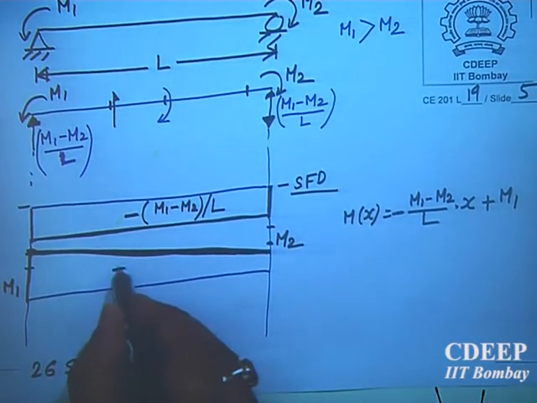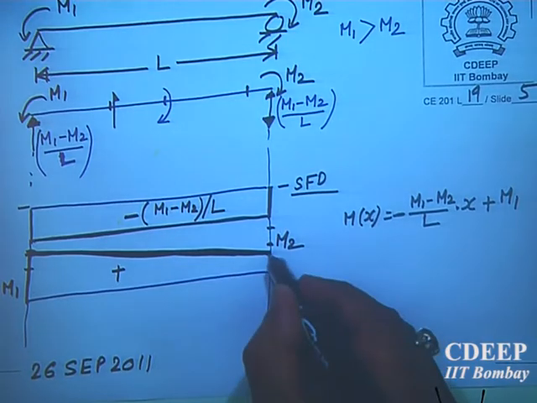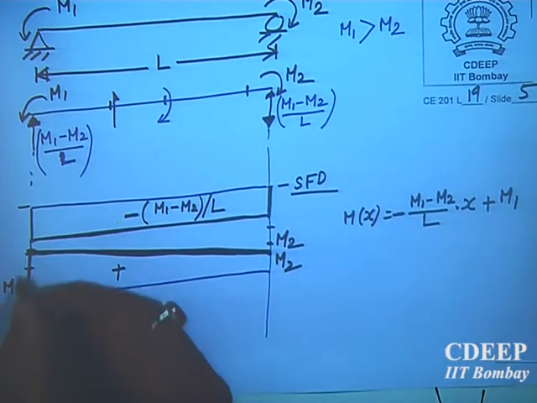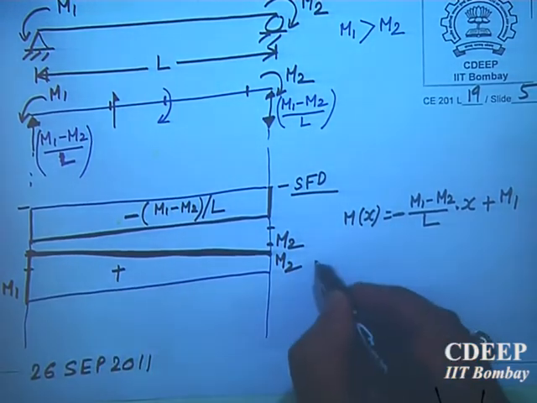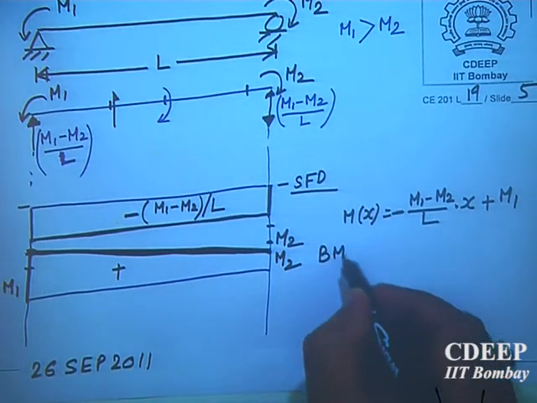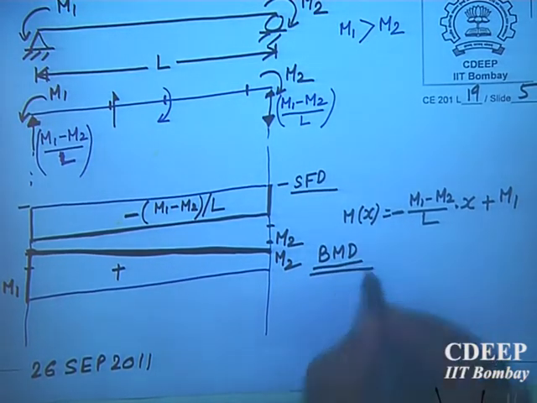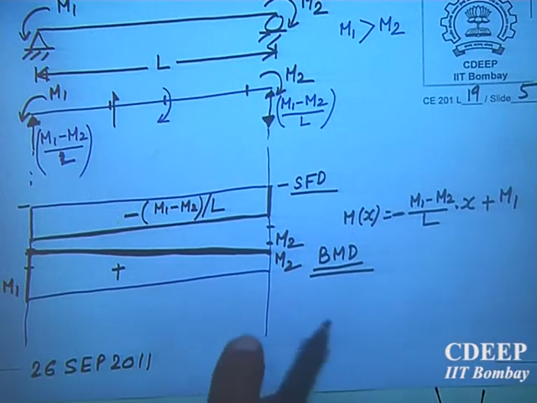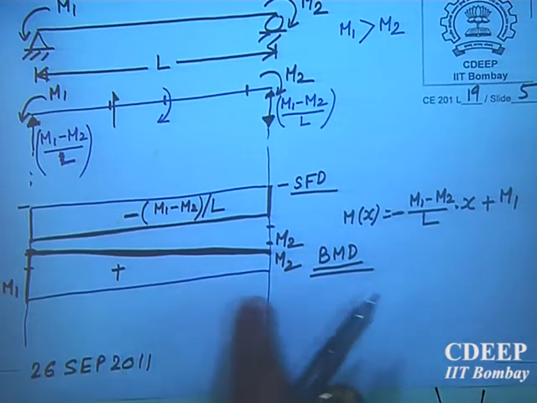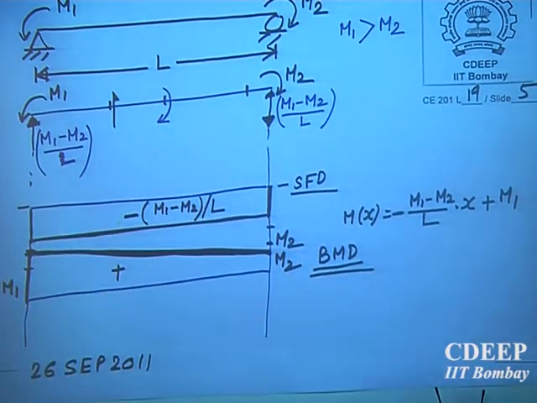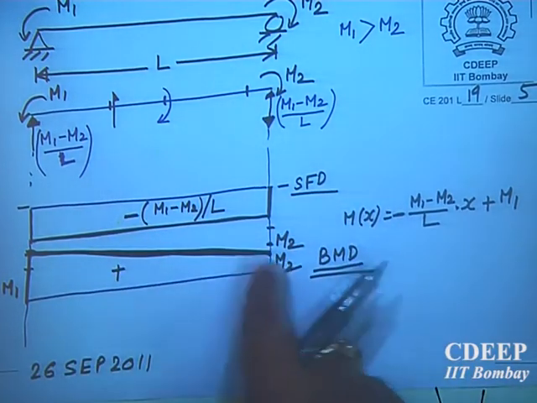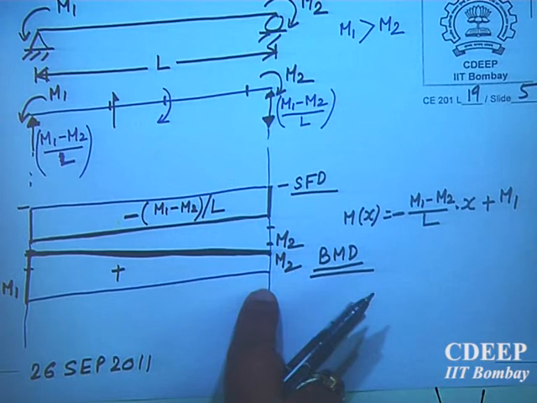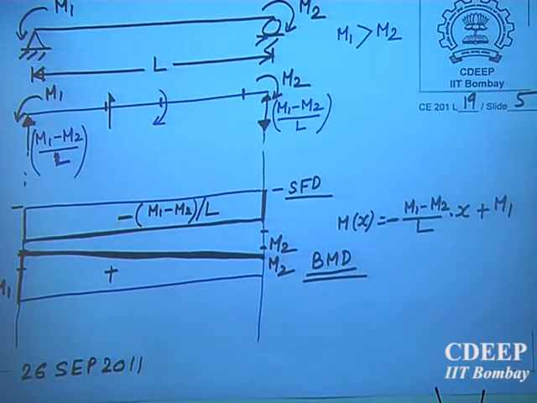So this is M2, this is M1, this is BMD. There it was a constant. When M0 were applied, we had a constant bending moment. Here it is an inclined line. Is it okay? Shear force you have seen. So shear force there is no change. Bending moment, yes. So you have seen by various changes what can be.